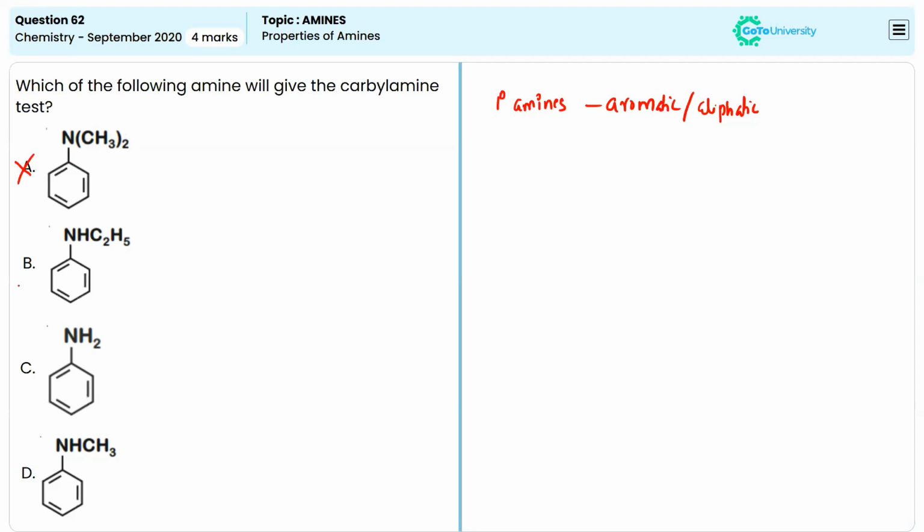And from these kinds of amines, aniline will always give the carbylamine test. So B is not aniline, but C is aniline, right? That is aminobenzene, which gives the carbylamine reaction. So the correct answer is option C, aniline.